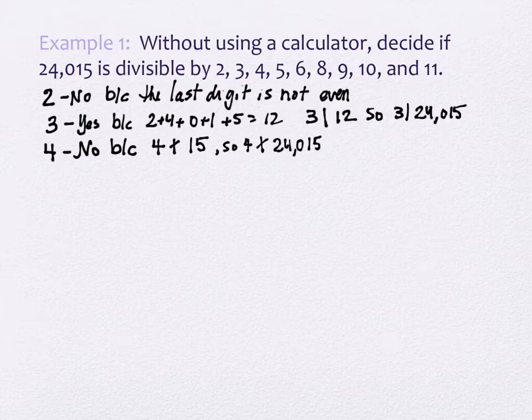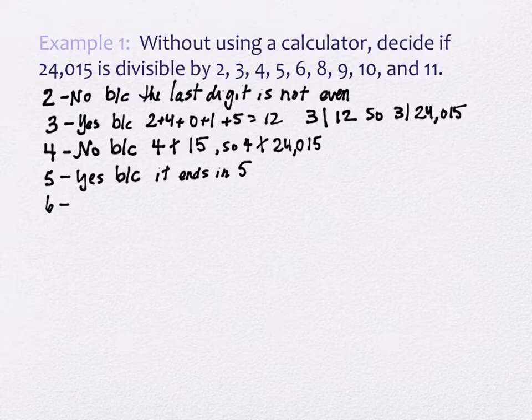The next one's 5. Yes. How come, Emily? Because it ends in a 5. Right. Because it ends in a 5. Okay, why is 6 going to not work? Right. So in order to be divisible by 6, it has to be divisible by 2 and 3. It works for 3. It fails for 2. So this one's a no because 2 does not divide the 24,015. And we already justified why 2 didn't do that.